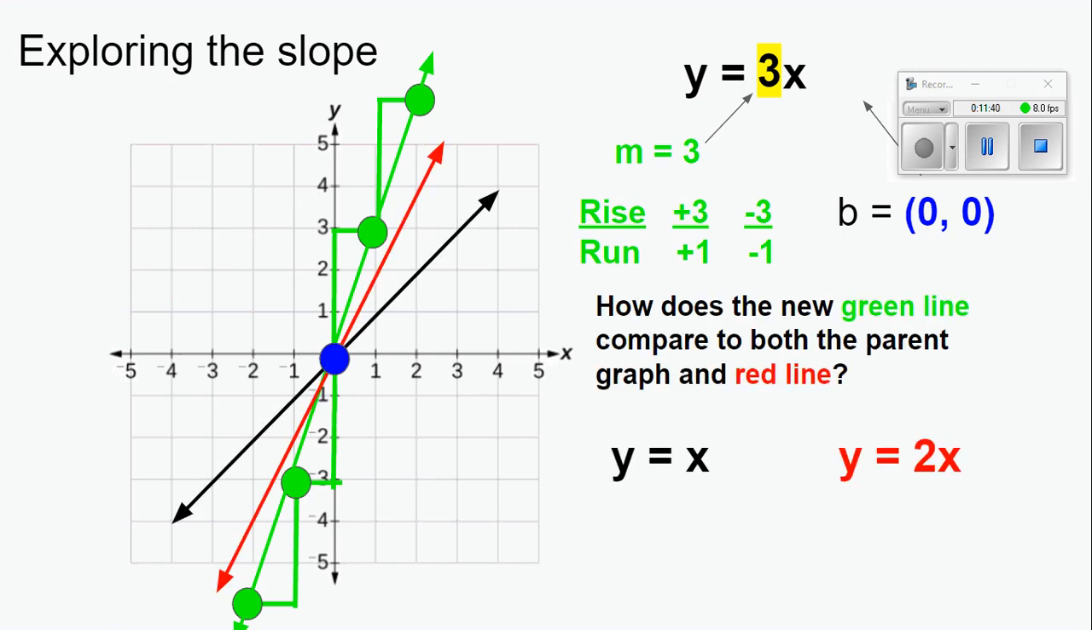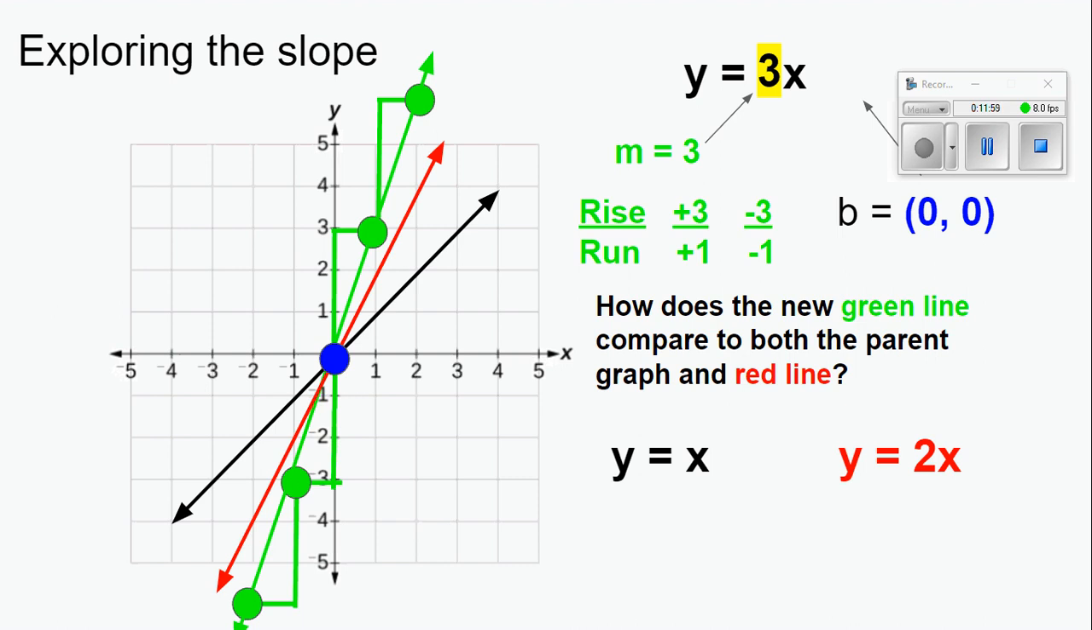And you can see if I put the other two graphs back up, we have the parent graph, and then we have the red line that we just did. So you can see the parent graph, and then the red line, and then the green line, it's getting steeper because we're going from a 1x to a 2x to a 3x. So a 4x and a 5x, those would be even steeper.